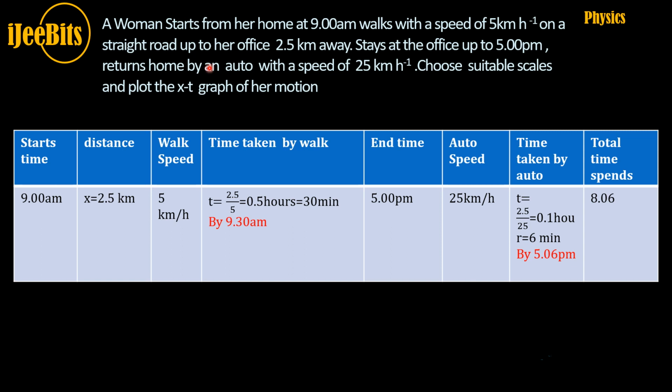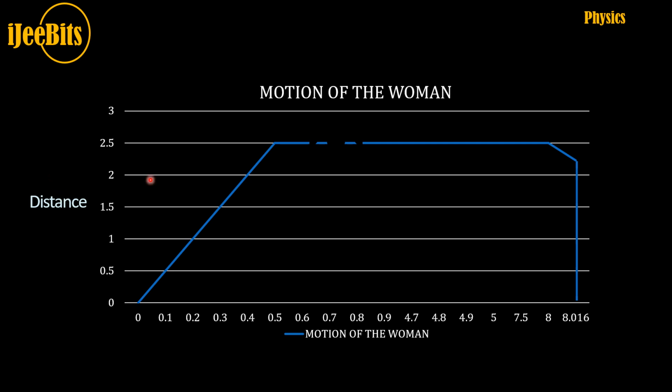The motion of the woman is 8 hours 6 minutes for the distance 2.5 kilometers. If you take that as the scale and plot the graph, we get it this way. So I have taken the units, distance here and time here, 0 to 8.06.